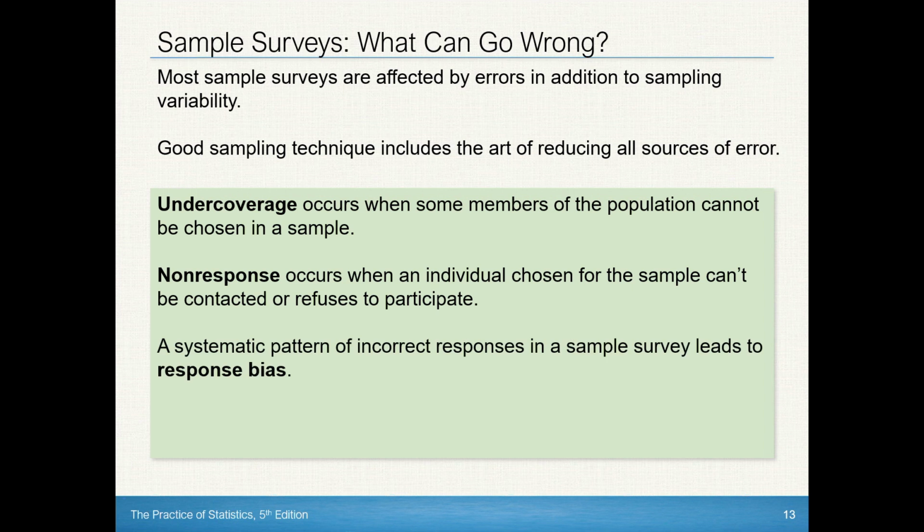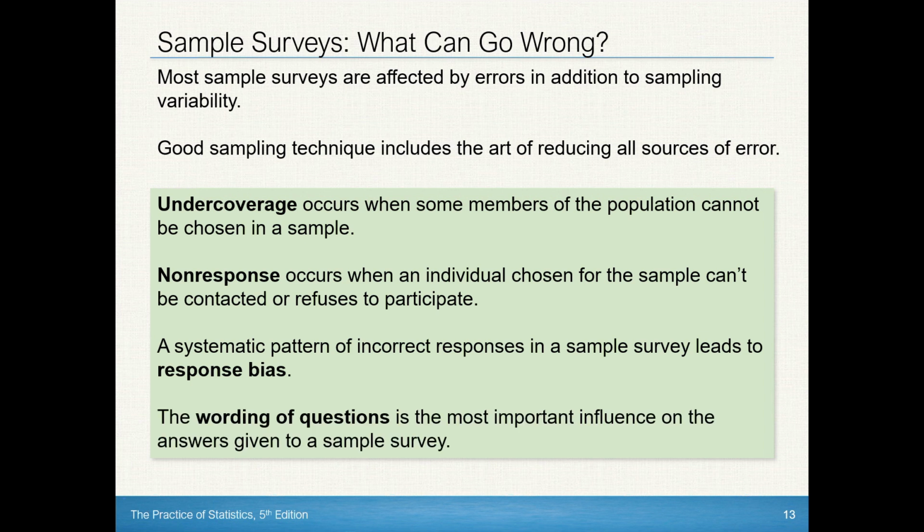A systematic pattern of incorrect responses in a sample survey leads to response bias. Perhaps the way that I'm asking the question is confusing or is set up in such a way that students aren't going to be truthful. That could be response bias. The wording of questions can be very influential on answers given to sample surveys. So if the question was confusing or misleading, or I set it up in such a way that it prompted you into answering a certain way, it's got bias.